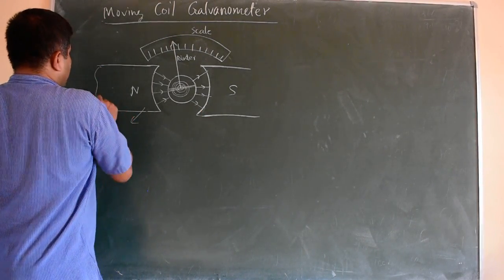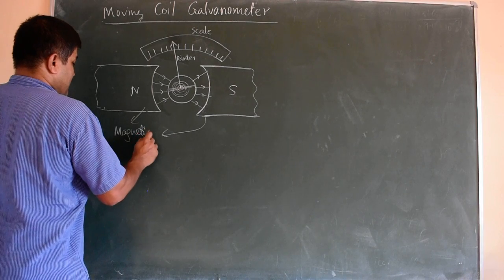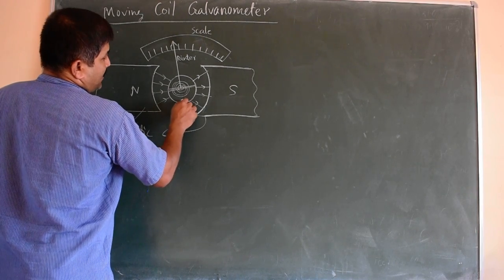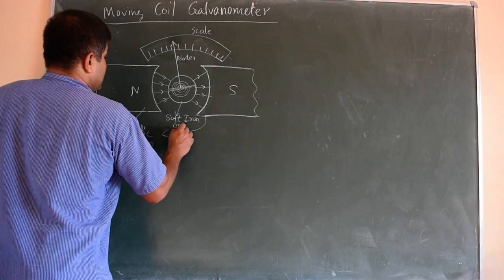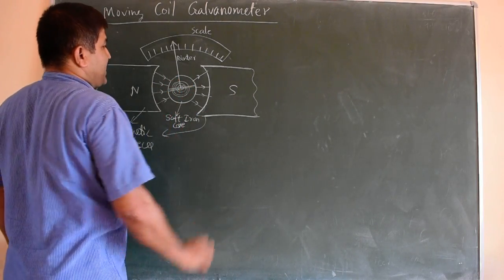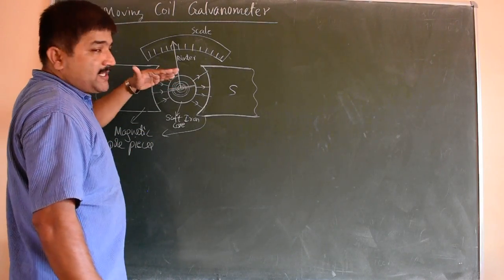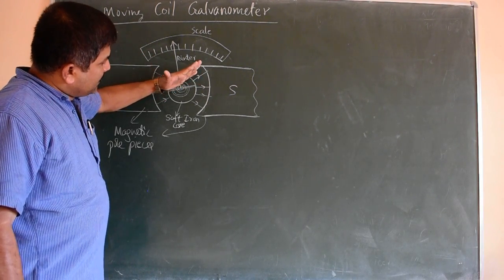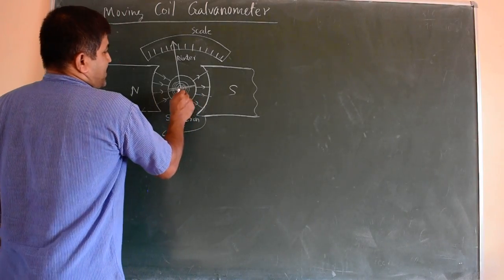These are the magnetic pole pieces, N and S. Then this is the soft iron core. The soft iron core intensifies the magnetic field in the central region and makes the magnetic field radial, and one more advantage is that the field is always parallel to the coil at any position of orientation. If the coil is turned like this, the plane of the coil and the field will always be parallel.